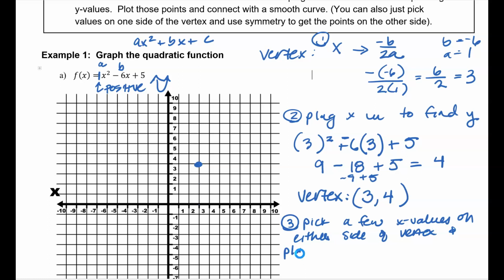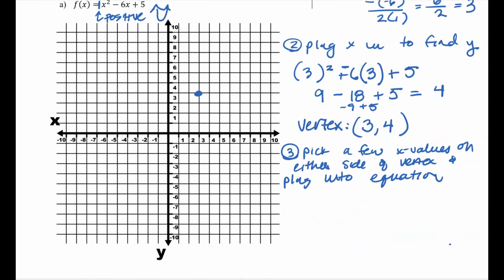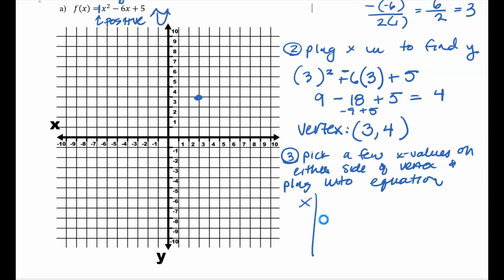And plug into the equation. So if the vertex is at 3, 4, if I have a table of values, I know that if I plug in 3, I get 4. Pick an x value on either side. So maybe I pick 0. And actually, you could even get away with just plugging in 1. So if I plug in 0, I get 0 squared minus 6 times 0 plus 5. And so negative 6 times 0, that's just 0. I end up getting 5. So 0, 5 is a point. 1, 2, 3, 4, 5.